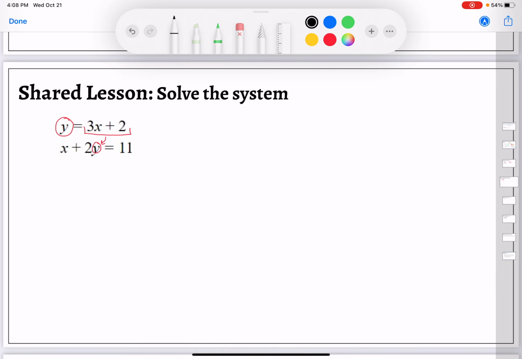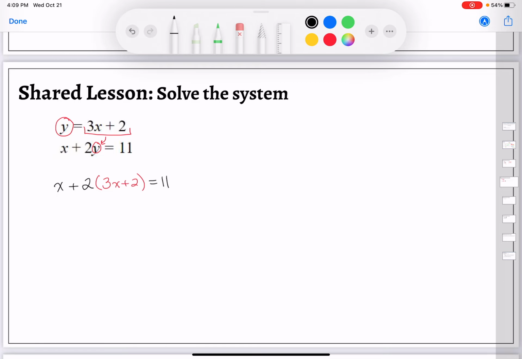Now be careful on this one. On my other equation, then I have x plus 2, and then the y is written right next to it, so that really means x plus 2 parentheses 3x plus 2, right? I need to take that whole, whatever y is, and I need to multiply all of it by 2, so make sure that we use the parentheses when we're substituting with more than a single number like that. Okay, so I've got x plus 2, parentheses, 3x plus 2 equals 11.